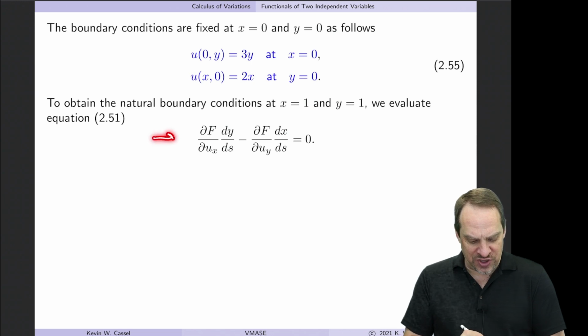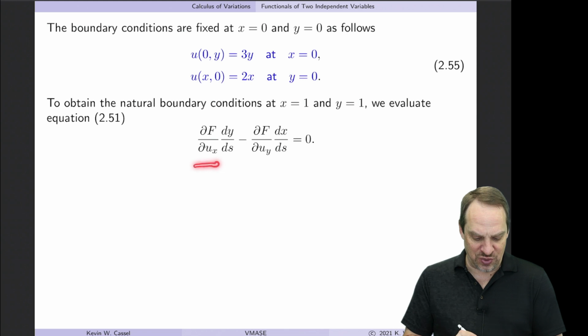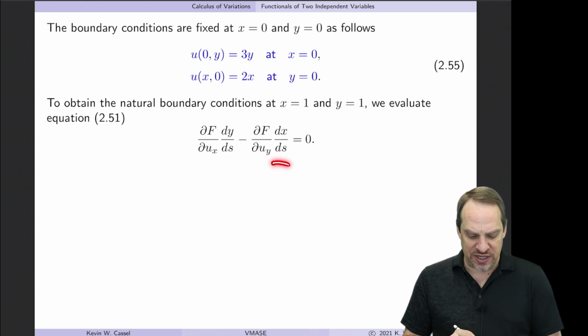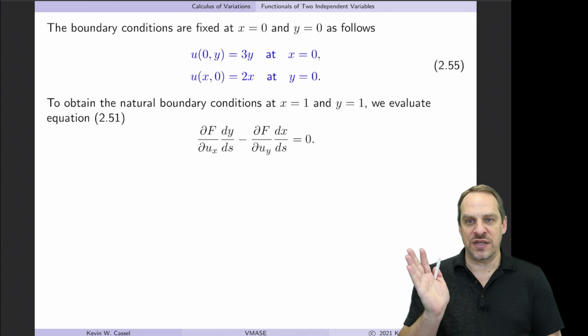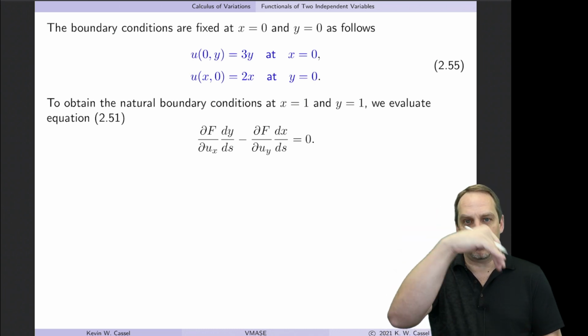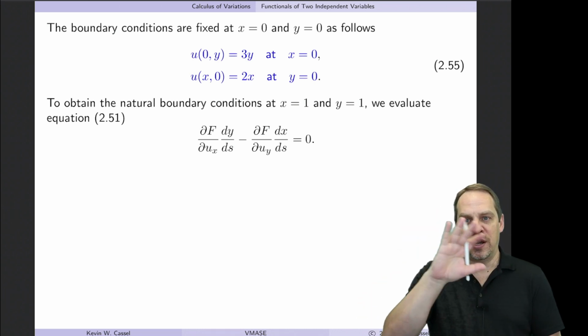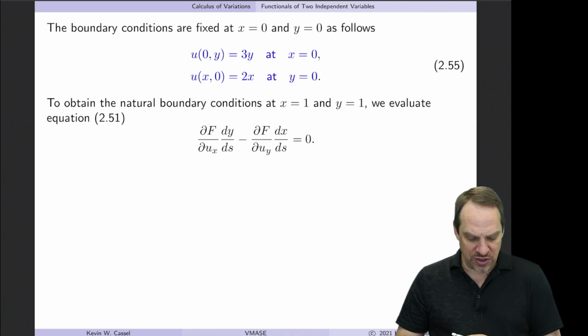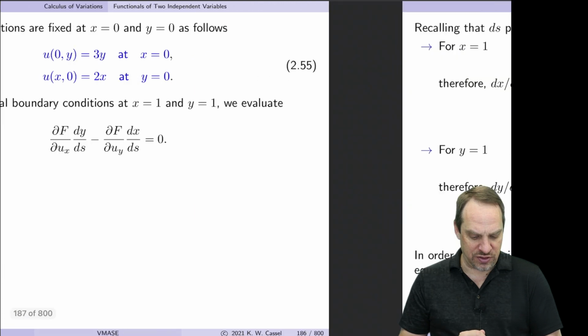So from the last video, the natural boundary condition is partial f partial u sub x times dy ds minus partial f partial u sub y times dx ds is equal to 0. And remember, these derivatives are related to the dx, dy, and ds as we go along the boundary C that bounds the area A, that's our domain. So let's walk through this for each of these two cases on the right and the top.